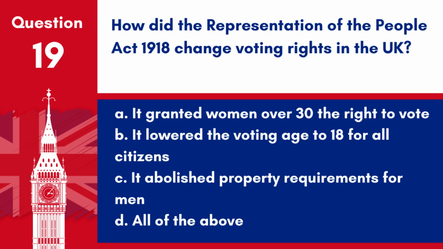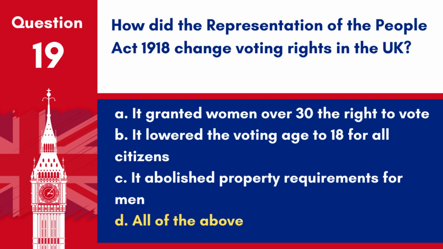Question 19. How did the Representation of the People Act 1918 change voting rights in the UK? A. It granted women over 30 the right to vote. B. It lowered the voting age to 18 for all citizens. C. It abolished property requirements for men. D. All of the above.